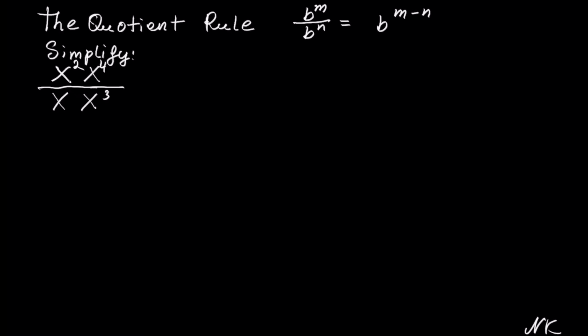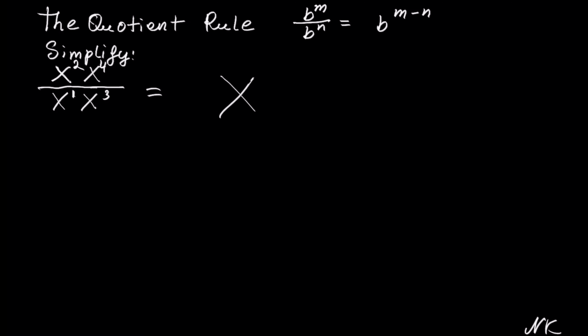In this example, we have to simplify x to the second times x to the fourth out of x times x to the third. So before we use the quotient rule, this 1x in denominator has power of 1. That's the identity exponent. So now let's use the quotient rule. We have the base is x. The order in which you write down the exponents does not matter.